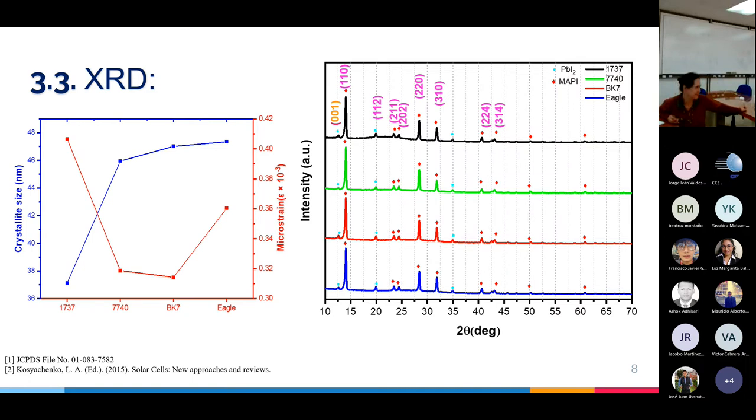Based on your acquisition techniques, which technique gave your best results? Which is the best condition? The best condition is for the 7740 substrate, because all the films have the same conditions for fabrication. So the substrate is determining for the quality of the film. Okay, thank you so much.